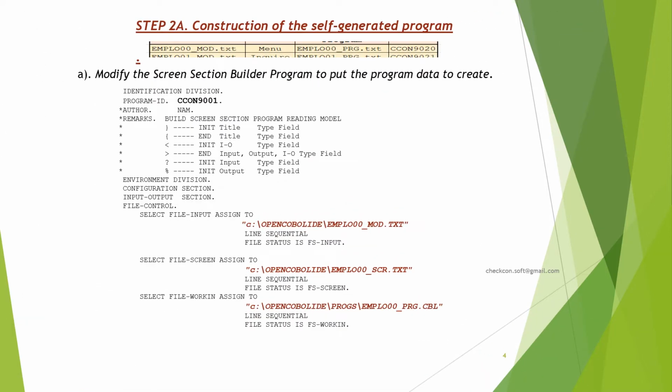Step 2A. Construction of the self-generated program. Modify the Screen Section Builder program to put the program data to create. Part of the Screen Section Constructor program is shown, where you can see the input file, and 2 output files: file screen, which is a temporary file, and file workin, that will contain the self-generated program with which the real screen can be displayed.